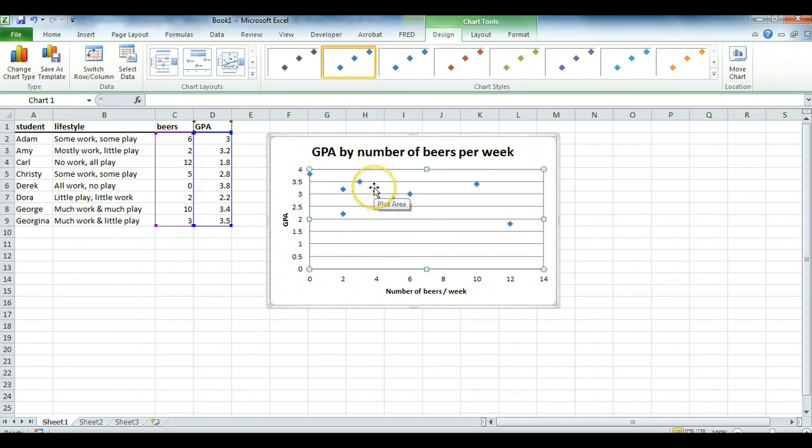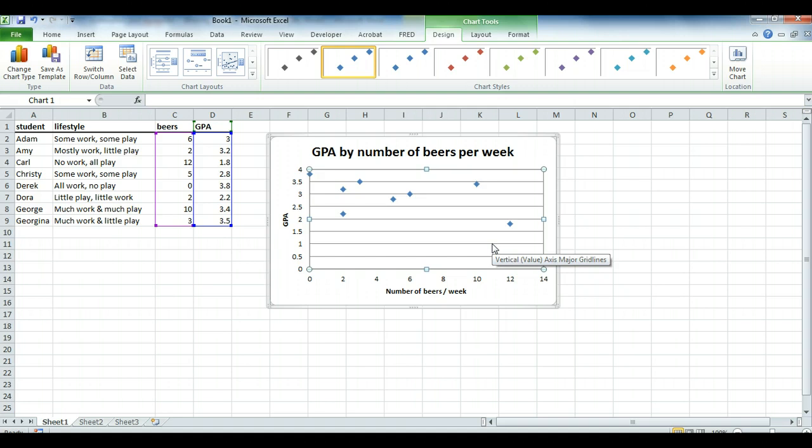So, to put this in a more straightforward way, if there's a negative relationship, as we would expect, between number of beers and GPA, what this means is as beers go up, GPA goes down. Then the people with the high GPA should have a low number of beers per week, or vice versa. People with a low number of beers should have a high GPA. People with a high number of beers should have a low GPA. So we should see the diamonds cluster over here and over here.